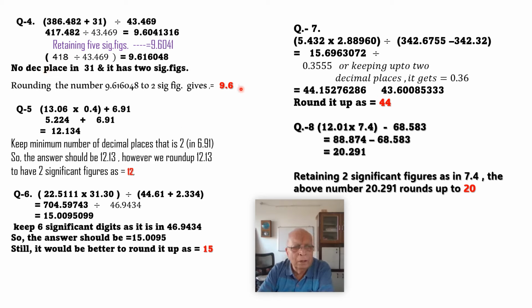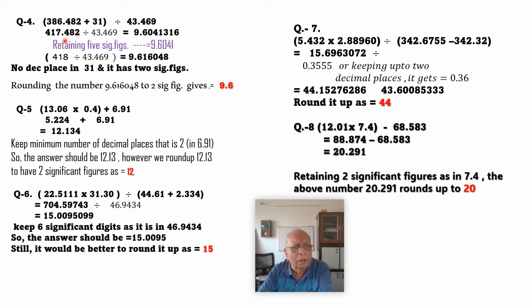And the answers are provided here in the same way. Question 4, 5, 6, 7, 8. Please go through it. And it has already been explained. Look here, 386 added with 31.